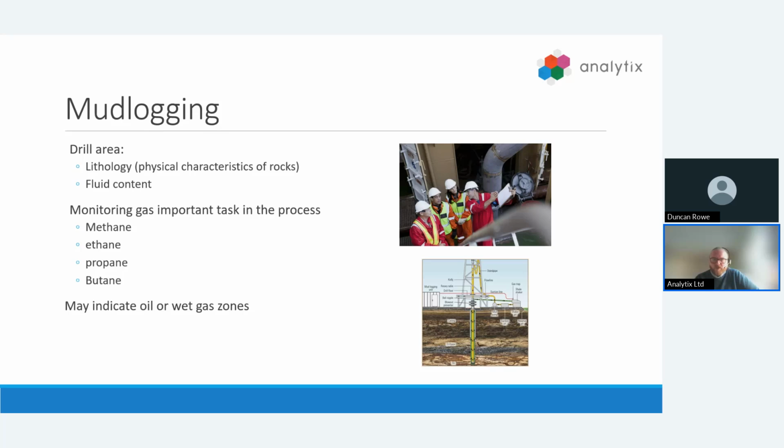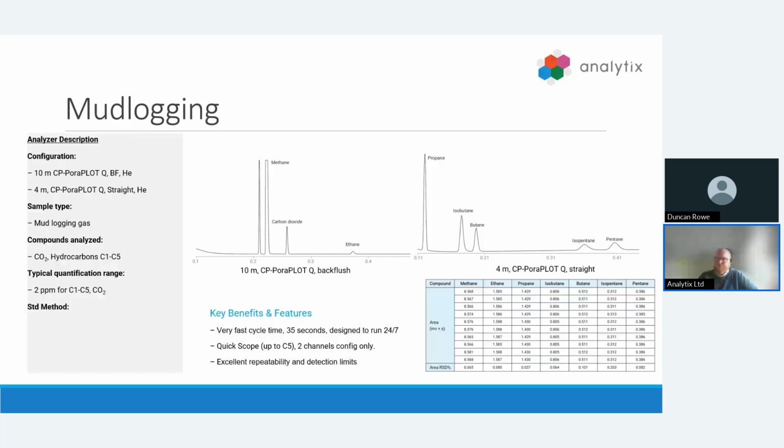Analysis speed is really important in mud logging because the more detailed information you generate from the unit drilling depth, the more accurate the reservoir evaluation can be. So the Agilent Micro GC is an ideal system for the fast and reliable analysis of well gas. So we'll just talk through the use of the system in a bit more detail.